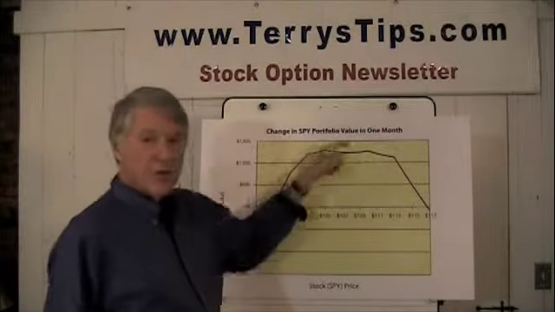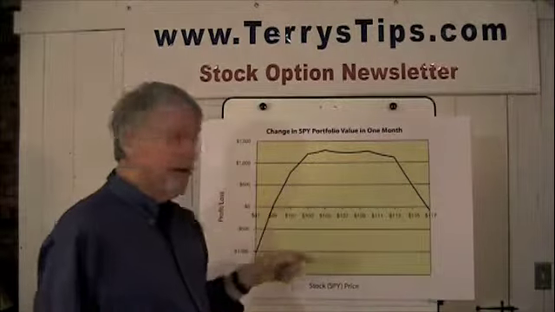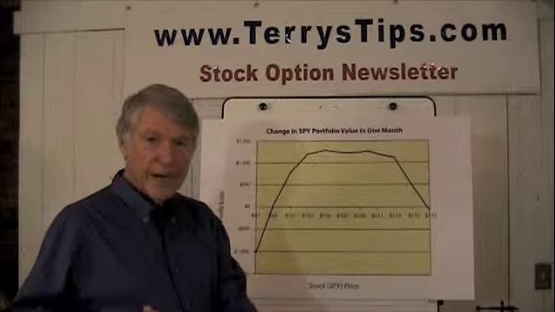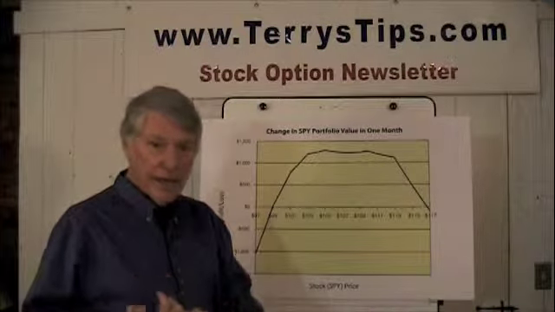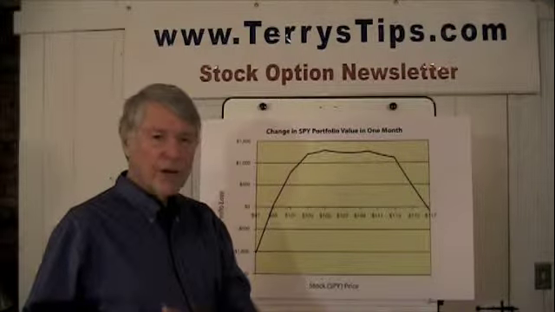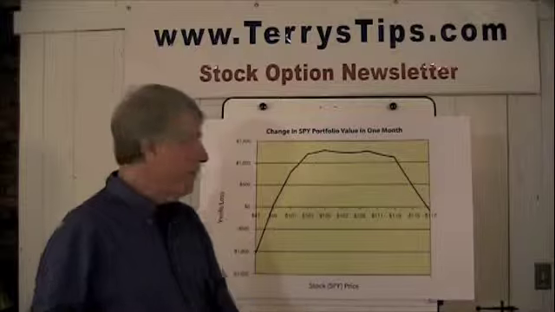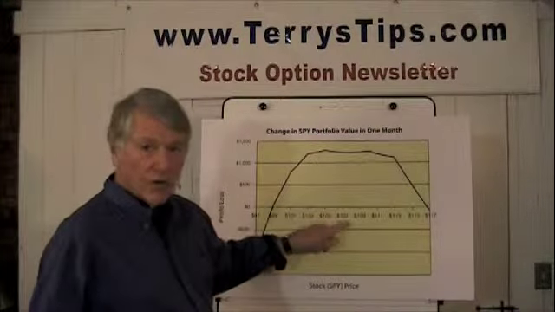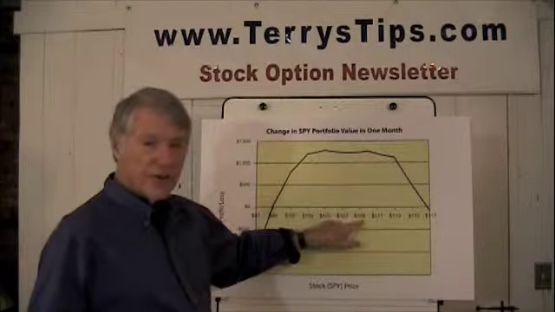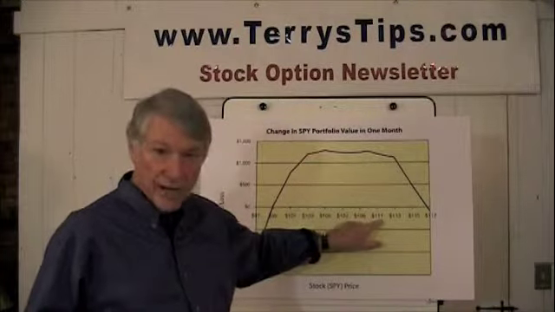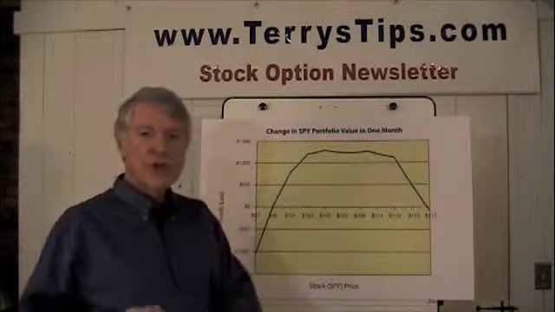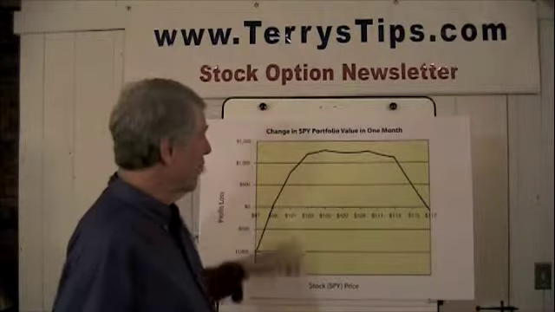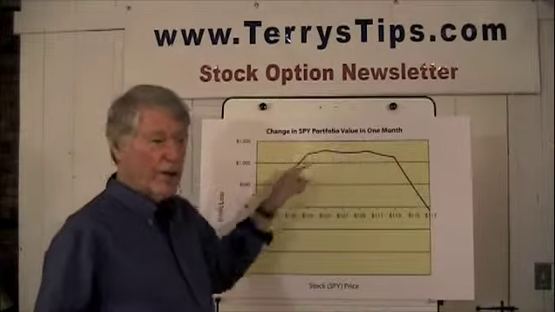I created this risk profile graph by buying calendar spreads, buying an option that had a year of remaining life and selling an option at the same strike price. They had only 1 month of remaining life at the 107 price, the 109 price, the 111 price, and also the 105 strike. 4 different calendar spreads at different strike prices created this risk profile graph.